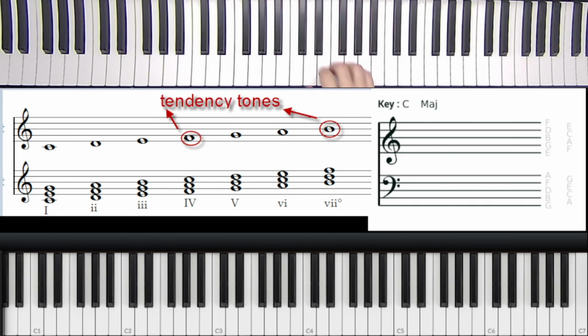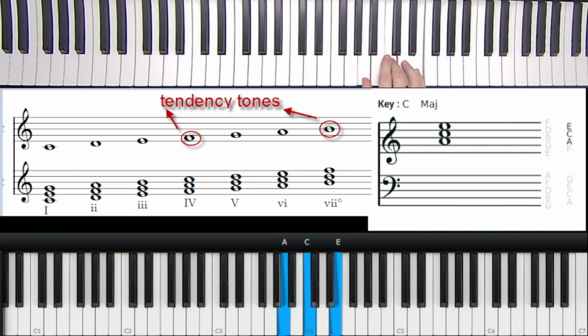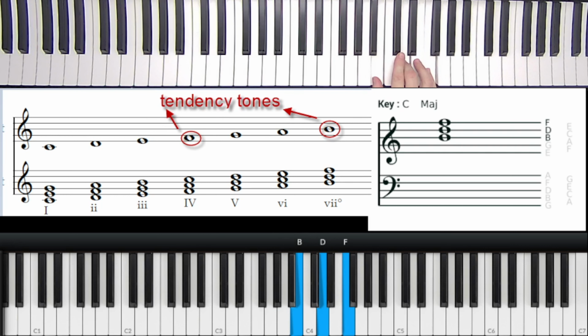So the Ionian chords: we've got a major 1, a minor 2, a minor 3, I'm sorry, a major 4, and that's one of the most common chords in history, a major 5, one of the most common chords in history, a minor 6, and a diminished 7.